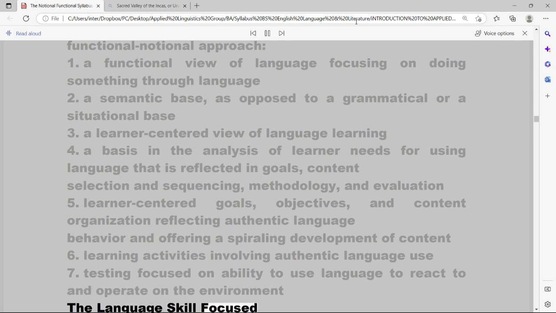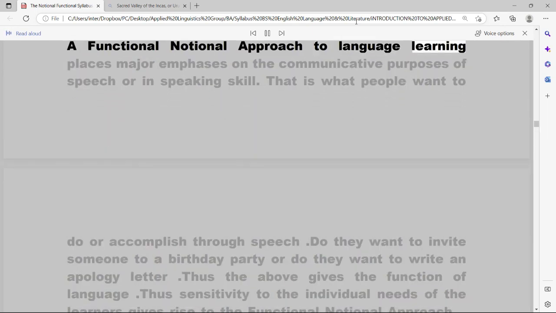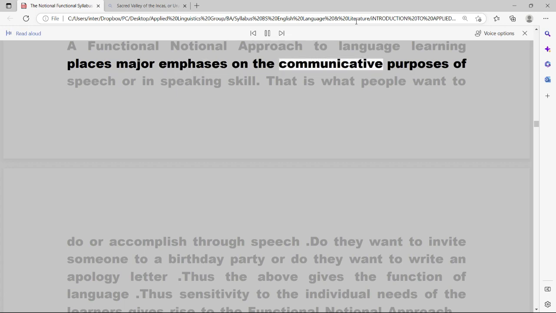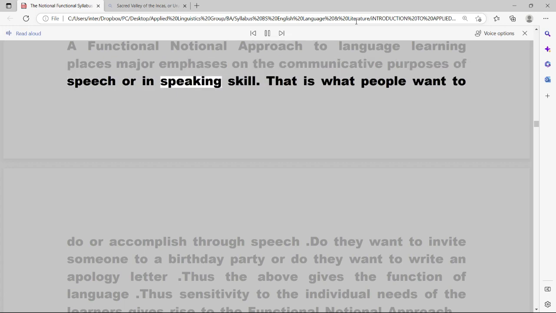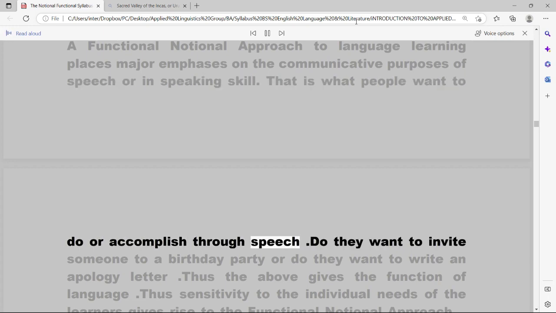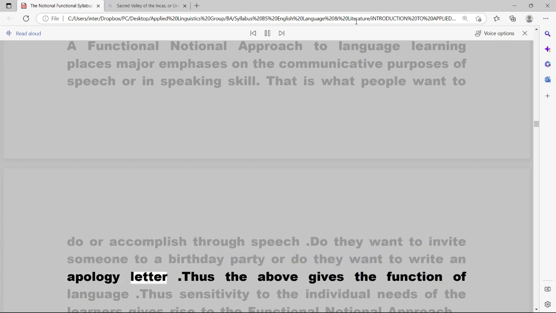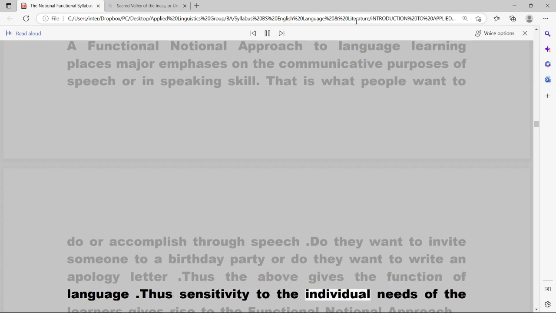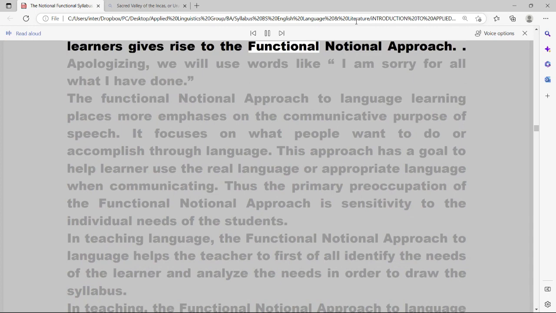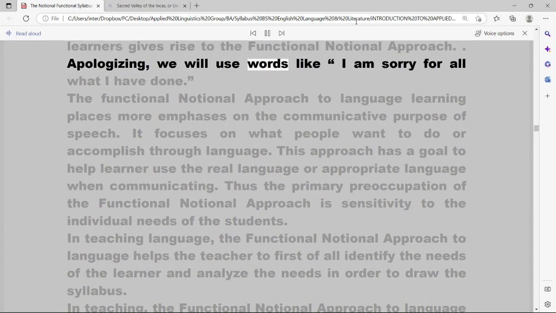The language skill: a functional notional approach to language learning places major emphasis on the communicative purposes of speech, or of the speaking skill. That is what people want to do or accomplish through speech. Do they want to invite someone to a birthday party, or do they want to write an apology letter? Thus the above gives the function of language. Thus sensitivity to the individual needs of the learners gives rise to the functional notional approach. Apologizing, we will use words like, I am sorry for all what I have done.